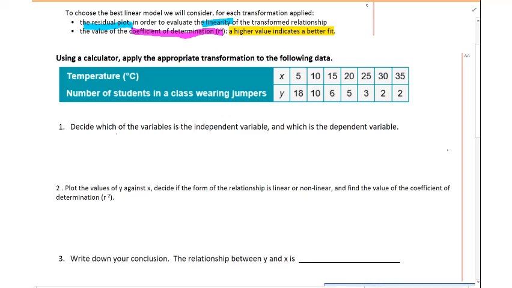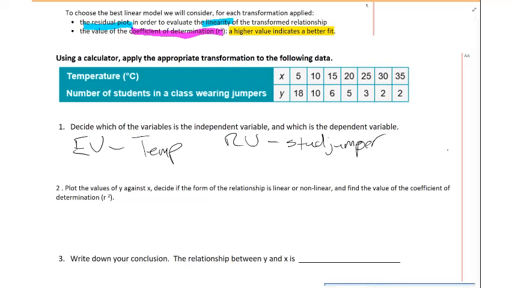In this case, our independent variable, which is also known as the explanatory variable, is going to be temp, so temperature. And our response variable, which is our dependent, is going to be the student jumper. Okay, and then we plot that y against x and see if it's linear or nonlinear, i.e. look at the residuals, and find the R squared value.